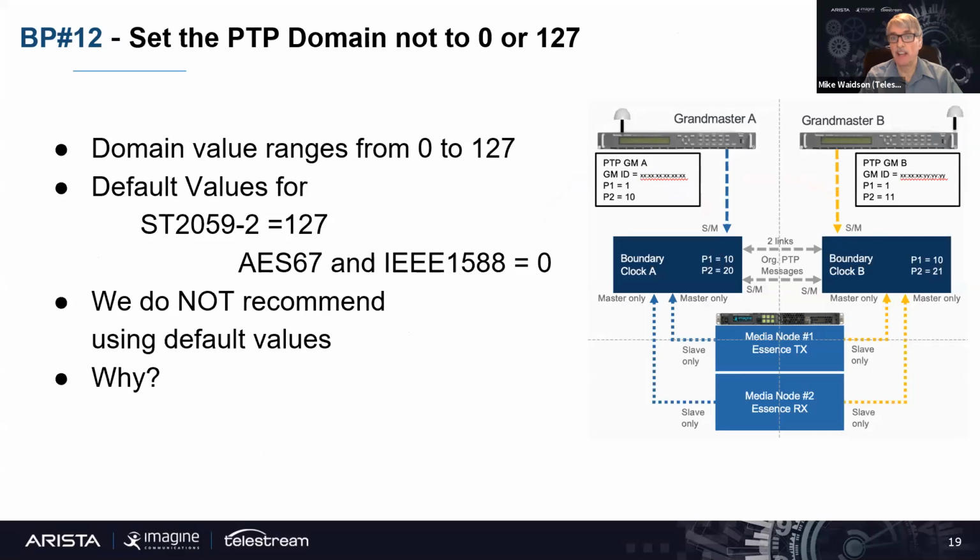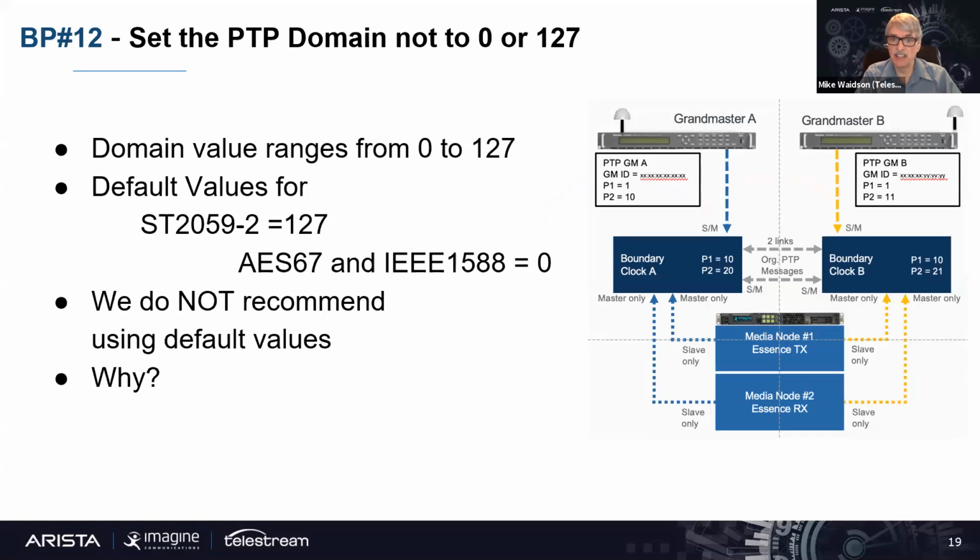So the domain value provides a logical grouping of devices that are synchronized together using PTP. And you can choose a value between 0 and 127. For instance, SMPTE 2059 has defined a domain value of 127, while AES67 and IEEE 1588 have a defined value of 0.